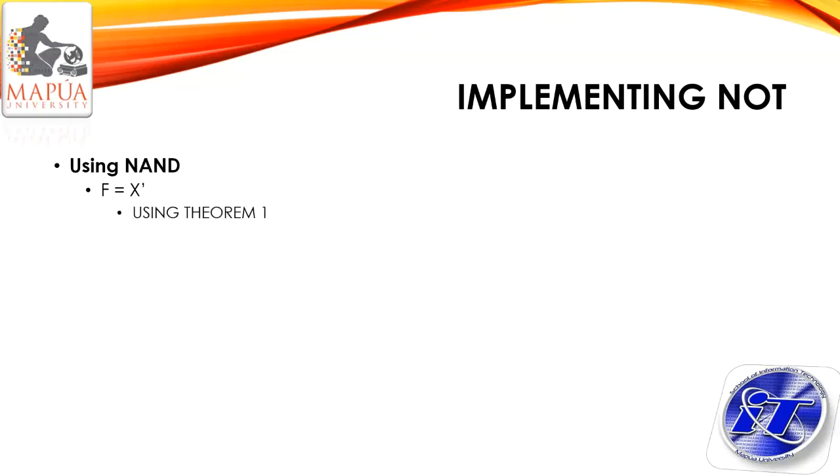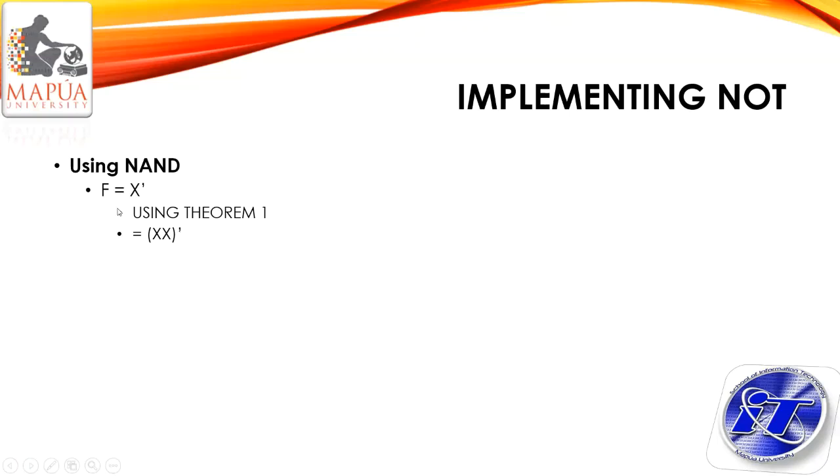By using theorem number 1. So do you still remember theorem number 1? x plus x is equal to x. x times x is still x. So using that theorem, we could transform a single input to two inputs. Okay? So instead of writing just x, using theorem number 1, we could rewrite it as x and x. Okay? So under one negation, we have x and x. So this is AND NOT.